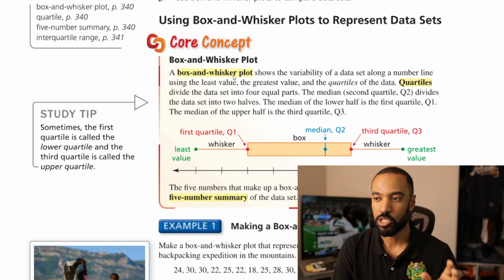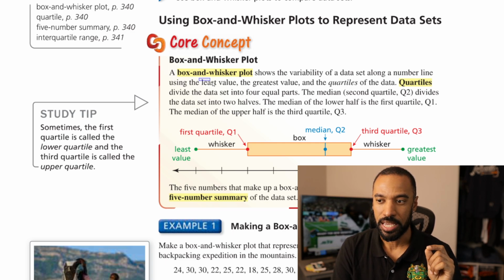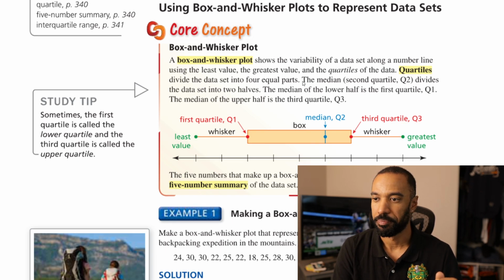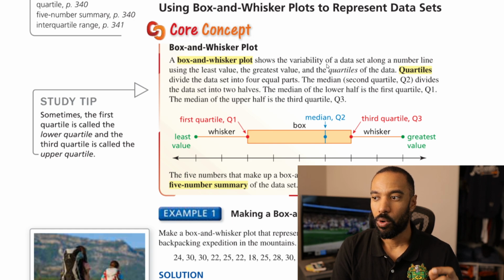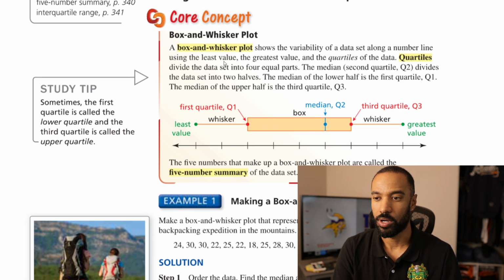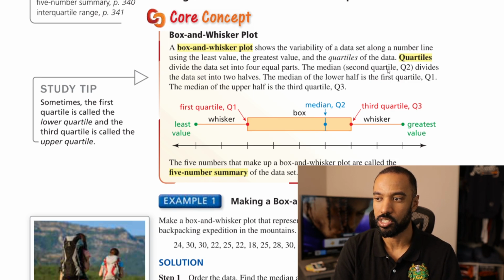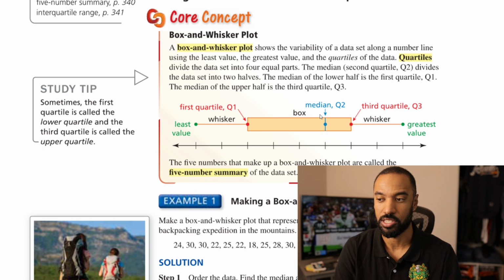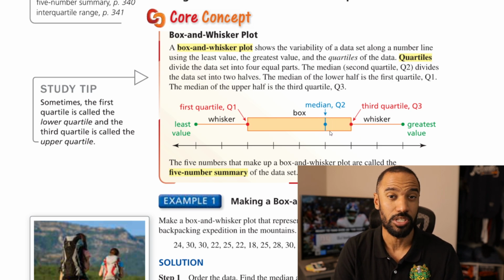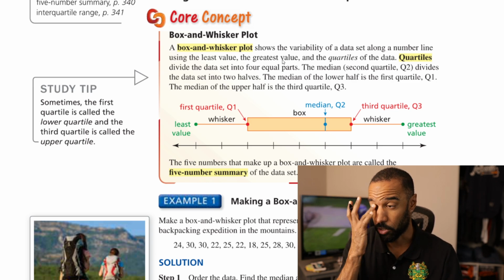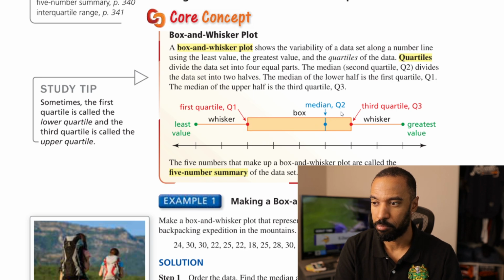So a box and whisker plot uses the min value, the least value, boom. The greatest value here, boom. And the quartiles of the data. A median is one of those quartiles. Quartiles divide the data into 4 equal parts. The median is the second quartile. So here's the first quartile at one end of the box, the third quartile at the right end of the box, and the second quartile is the median. You see, 2/4 is 1/2, so that works out in that way. The median of the lower half, boom, and the median of the upper half, boom, are right there.